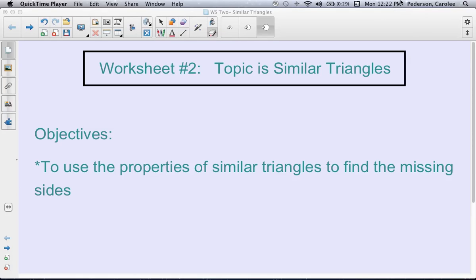This is worksheet number 2. The topic is similar triangles. We're going to use the properties from geometry and similar triangles to find the missing sides.